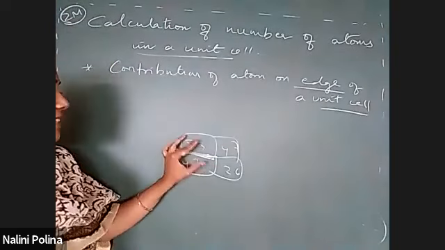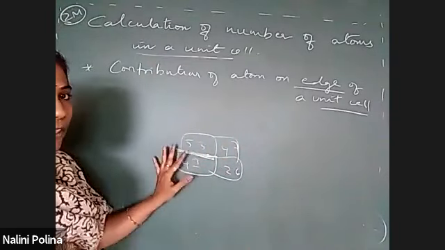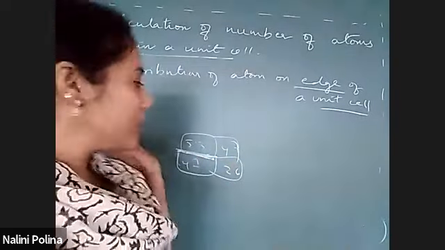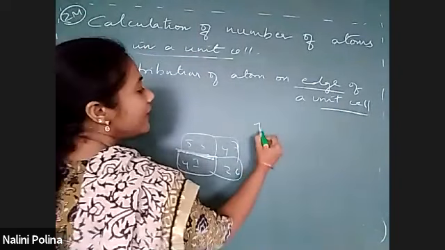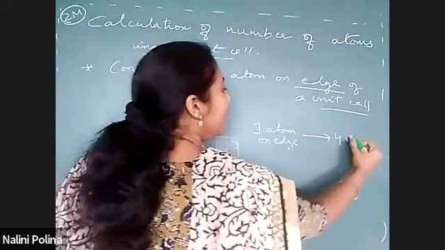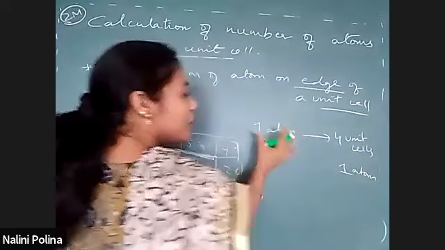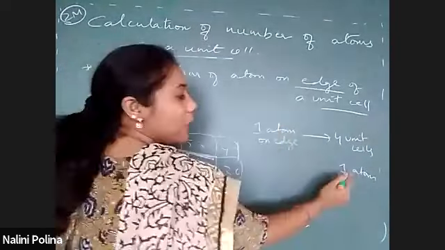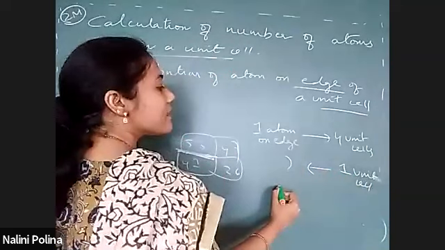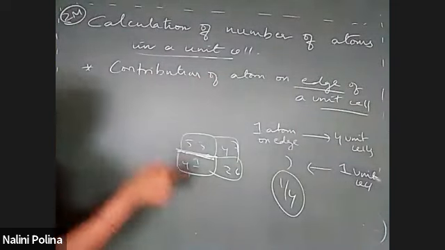One is this, the other one is this, and 2 more rooms are above in the next floor. So these are the 4 rooms at the bottom floor and 4 rooms above. This edge is common for 4 rooms, right? So that's why we say one atom on an edge is shared by 4 unit cells. So how much fraction of the atom present on the edge will belong to 1 unit cell? It is 1 by 4, right? So what is the contribution of an atom present at the edge?